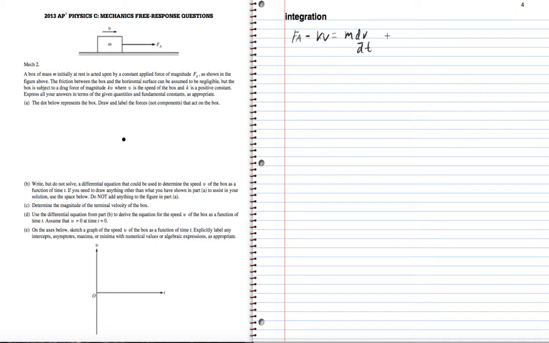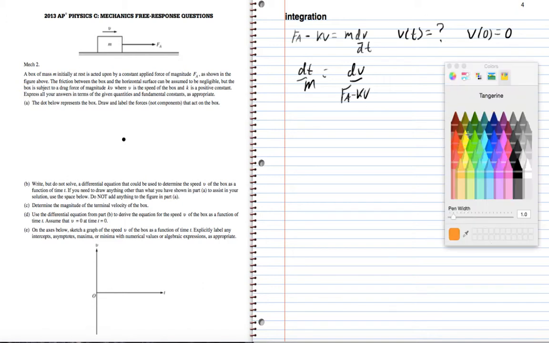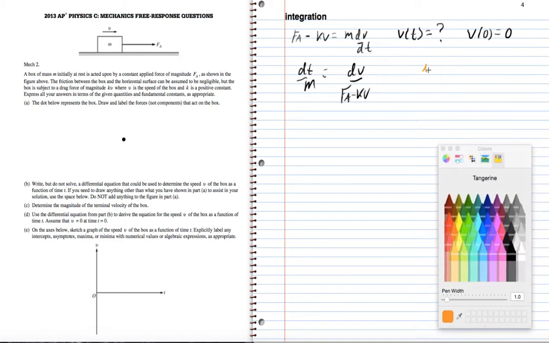So this is the differential equation that I want to solve, and I'm going to get velocity as a function of time. And I want to note that the initial velocity is 0. So I'm going to go a little bit quicker than you're used to me going, because I've done this a couple of times for you, and we've done it a couple of times in class. So we're going to get dt over m equals dv over Fa minus kV. Now let's do a u substitution. So we're going to have u equals Fa minus kV, and du equals negative k dv.